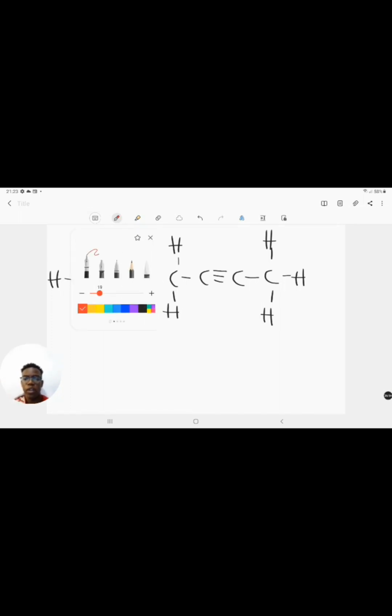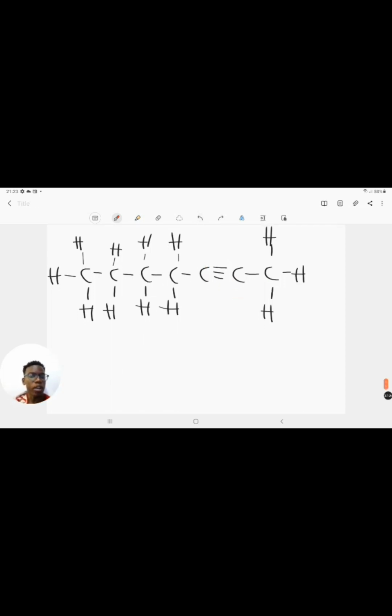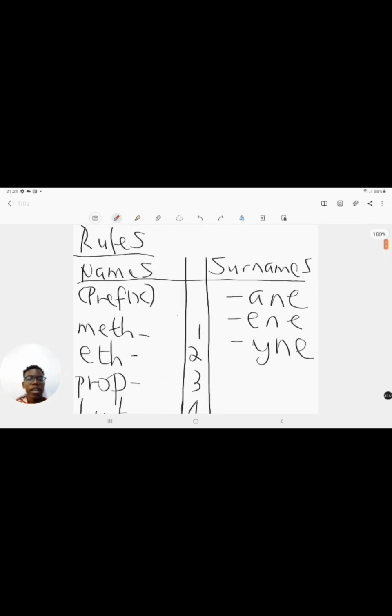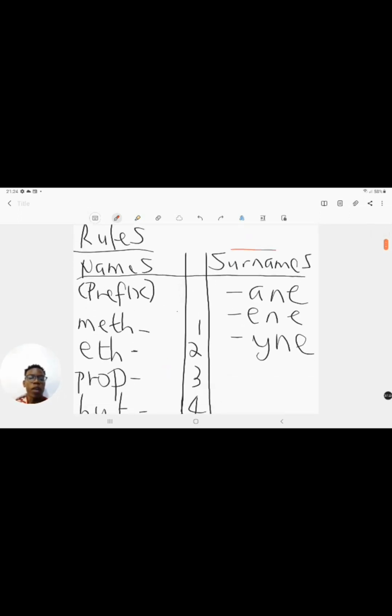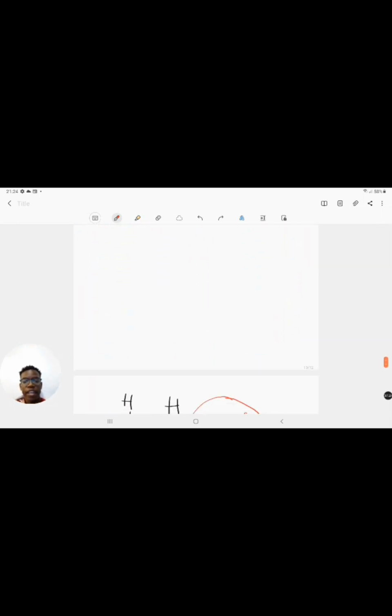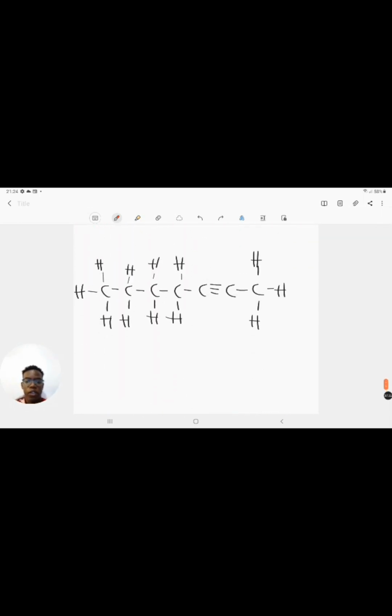Use the same rules, right? First thing that you do is you identify the functional group. What is the functional group? The functional group is given to you by the triple bond here. You see that we've got a triple bond. Since this has a triple bond, we know that our functional group is the alkynes. Since we know that these are alkynes, the last part of the name, or what I call the surname of this compound, is going to be YNE, right? So I'm going to write it down there. So this is going to be dash YNE.